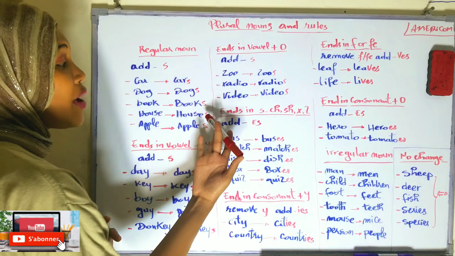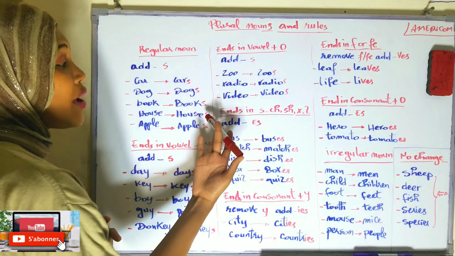Ok, there we go. Here we have nouns ending in vowel plus Y. Add S. You simply add S at the end. For instance, day, singular. Days, plural. You just add S at the end. So, next we have key. Key, you know, singular. Keys, plural. You simply add S.